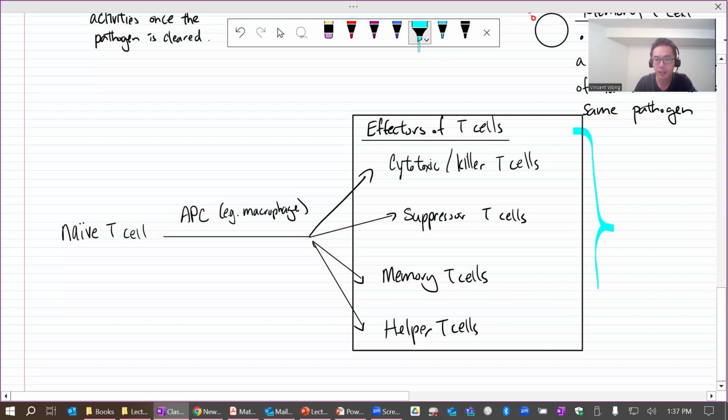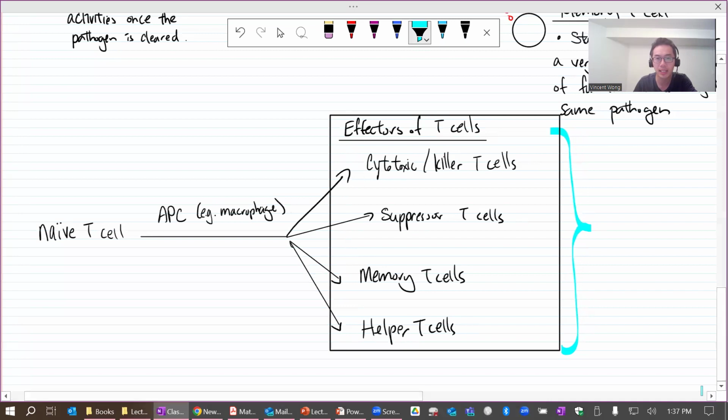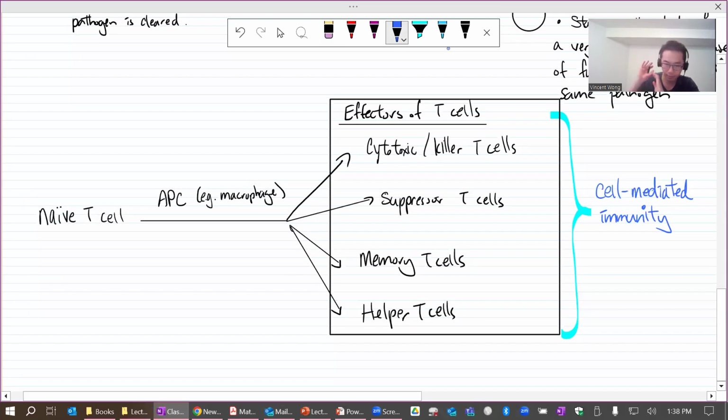And this branch of adaptive immunity is called cell-mediated immunity. Okay. Cell-mediated immunity. That's the T cell branch.